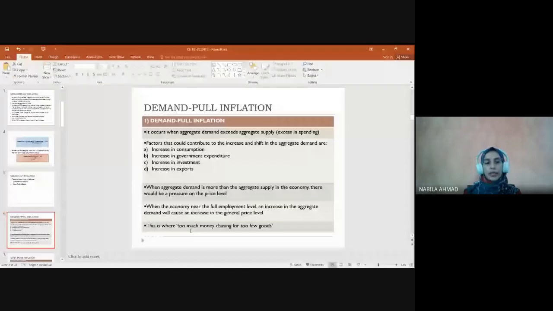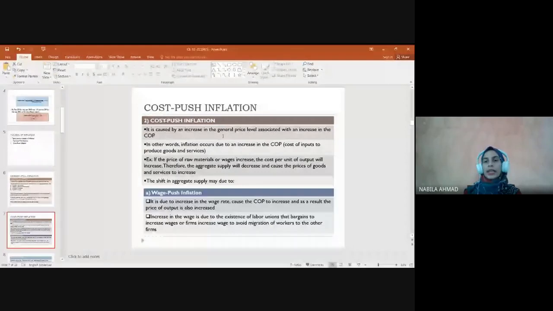Okay, cost push inflation pula macam mana? Ya, cost push inflation, it is caused by increase in the general price level associated with an increase in the cost of production. Ya, in other words, inflation occurs due to increase in the cost. So bila cost meningkat, dia akan menyebabkan harga barang meningkat.